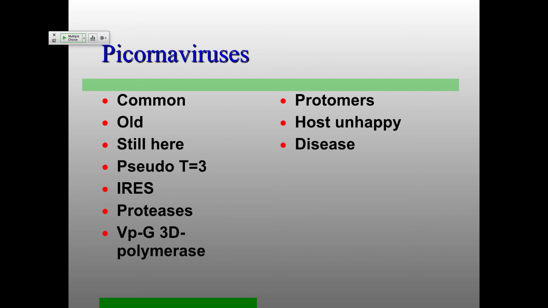The important stuff, of course, is all this stuff after that. Cap-independent translation, structures, internal ribosome entry sites, proteases, the VPg protein, which is the primer for your synthesis, also really critical for getting the genome inside the cell. Those all come together. How do you make your host unhappy? By cleaving up the translation proteins. And then we had some more of the disease processes.